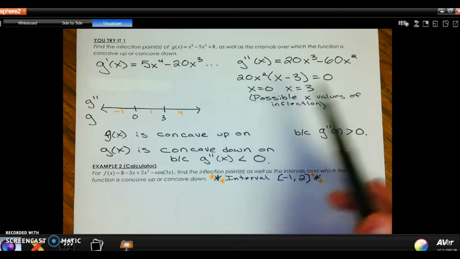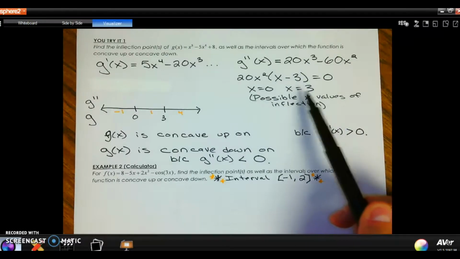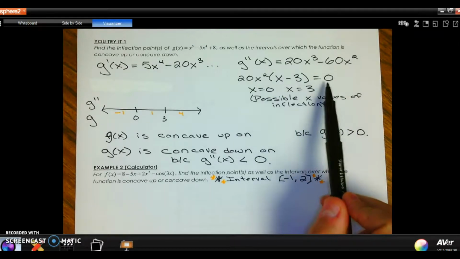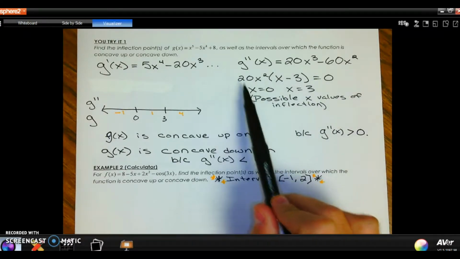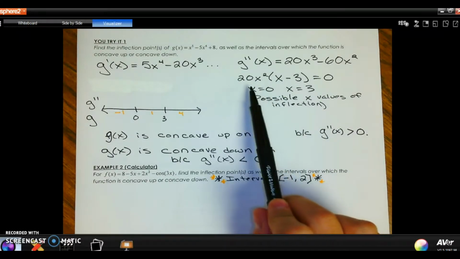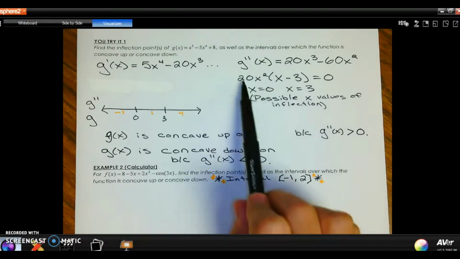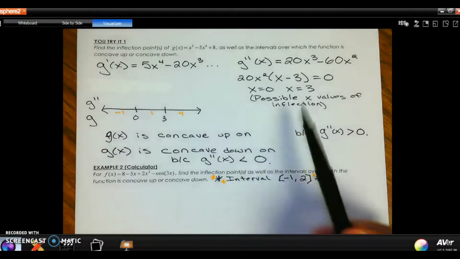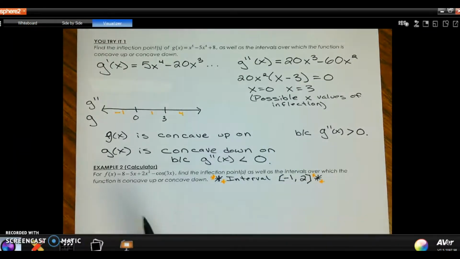In this case, I don't need to worry about anywhere where it doesn't exist. There's no restrictions on x there. So what I'm trying to do is take the second derivative, set it equal to 0. I factored out a 20x squared, and so I get to here, and that gives me these possible x values of inflection. Remember, they're only possible x values of inflection because it is only a true point of inflection if the original changes concavity.